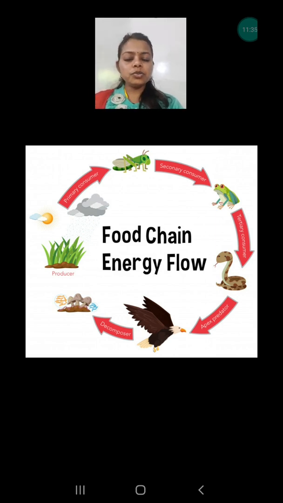But plants are also using light energy from the sun. The sun is giving light energy to the plant, and with the help of that only it is making the food. And after that, if the plant is eaten by the insect, the plant is the food for the insect and the energy from the plant will transfer to the insect, and so on.